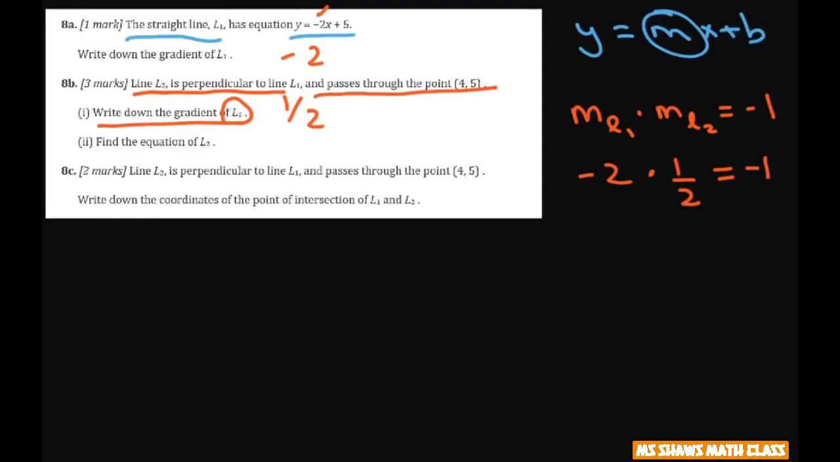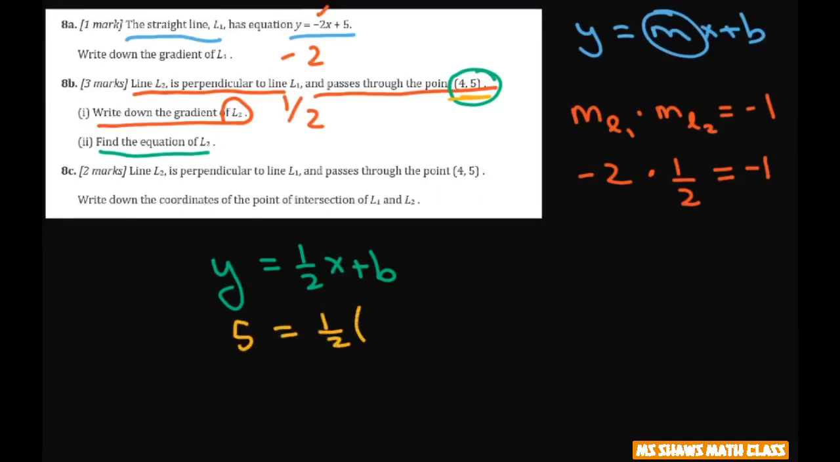All right, now what does it say? Find the equation of the line. So that's the perpendicular line. It says it passes through this point. So to find b, you plug in this point. So y is 5 and x is 4. So 5 equals 3 plus b. So clearly b is 2.